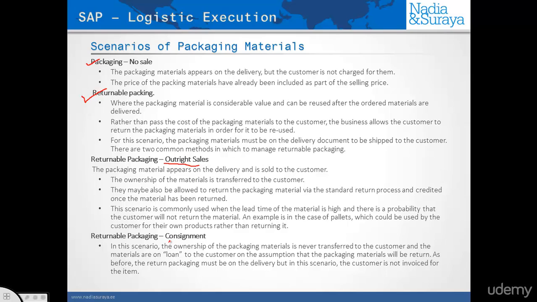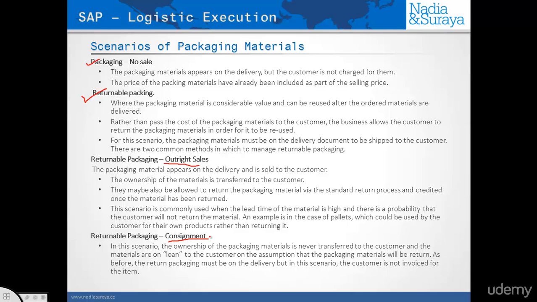Lastly, we also have consignment, which is where the seller still owns the packaging material even though it's on the customer's site. And in theory, it's on loan to the customer. This is usually used for packaging materials that are quite bulky, that the customer can never reuse, and that should be returned back to the factory.